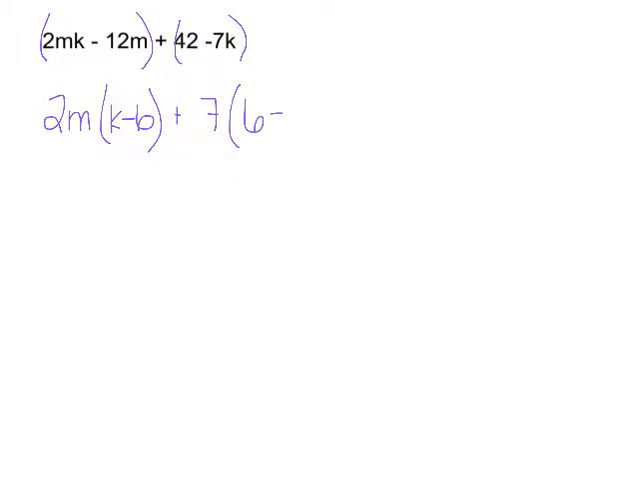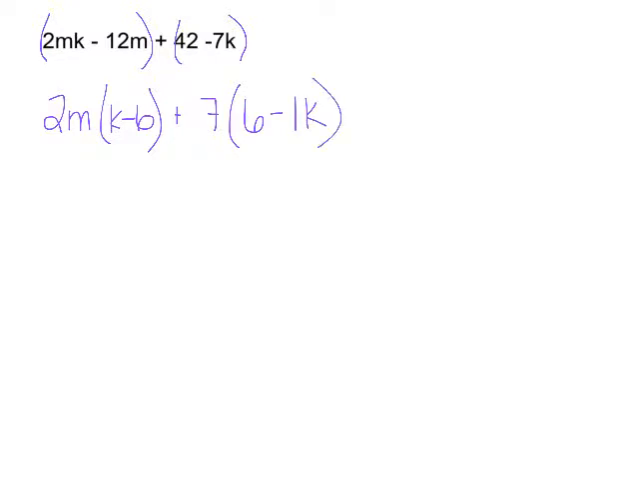For this example, I'm still going to use my grouping method. And with my grouping method, I see that I can use the 2mk minus 12m plus 42 minus 7k. For my first term, I can factor out a 2m, and I'm left with k minus 6. And then I have plus, and I can factor out a 7, so I'm left with 7 and then 6 minus 1k.